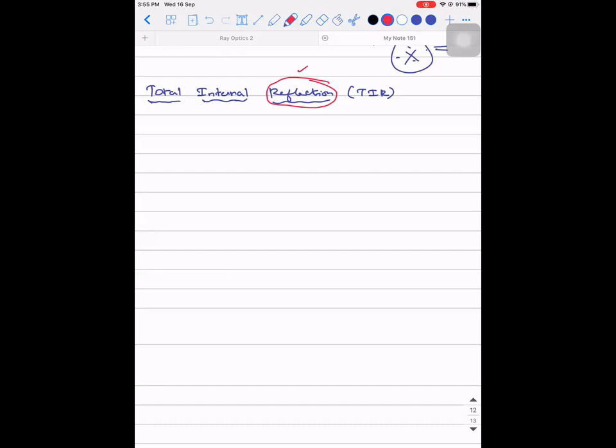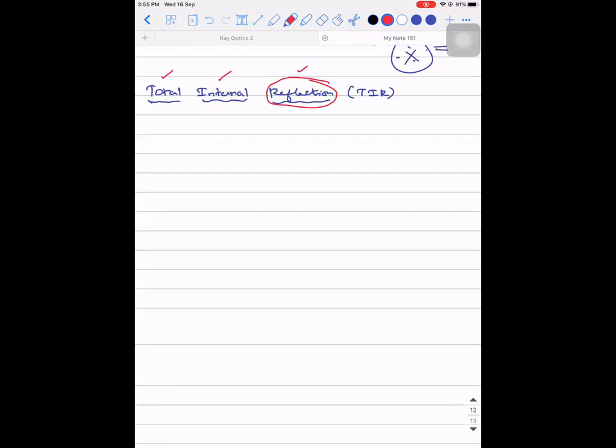Next important question is, what do you mean by this internal? And why are we using the word total? Why are we not simply calling it internal reflection or simply reflection? We are calling it total internal reflection. Why so? Let's try to find the answers for this.